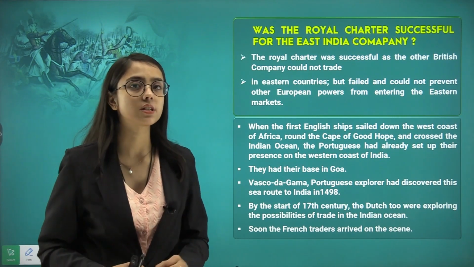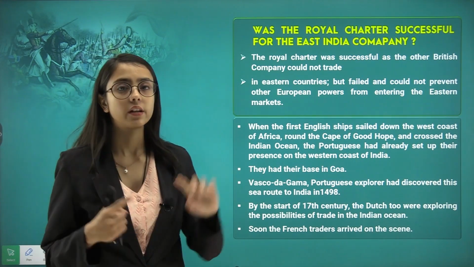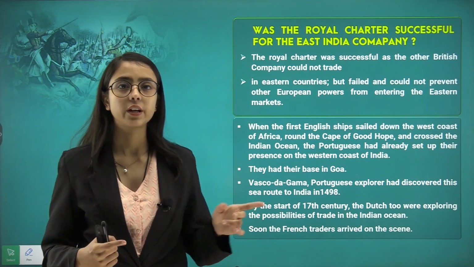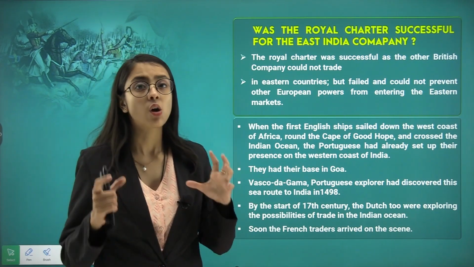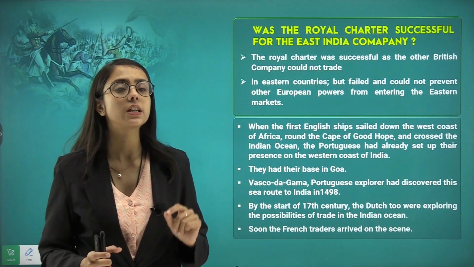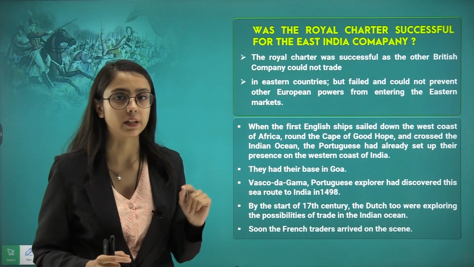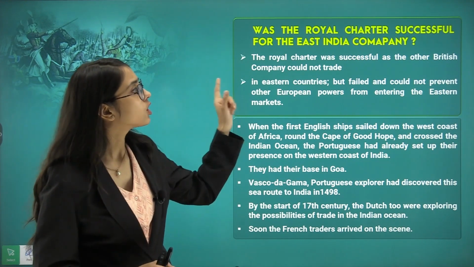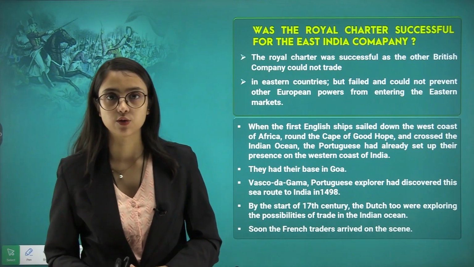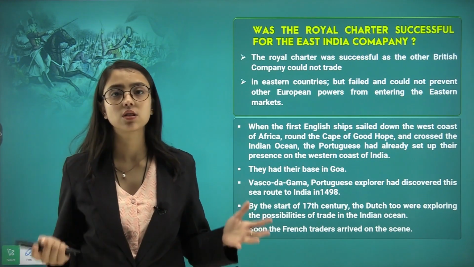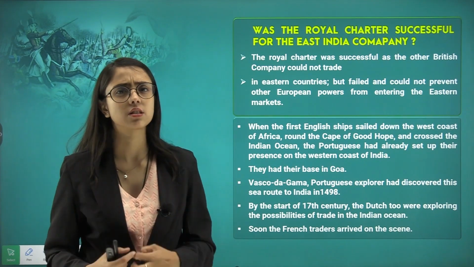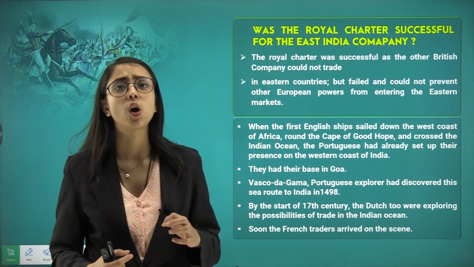Now the question comes up: the Queen issued the charter and gave the East India Company a monopoly to trade with the eastern countries. How was it beneficial and successful for the company? How did it act in favor of the company? Let's have a look. The Royal Charter issued by the Queen was very successful for the East India Company. As we can see in history, they ruled India and many different countries in Asia for more than 200 years.